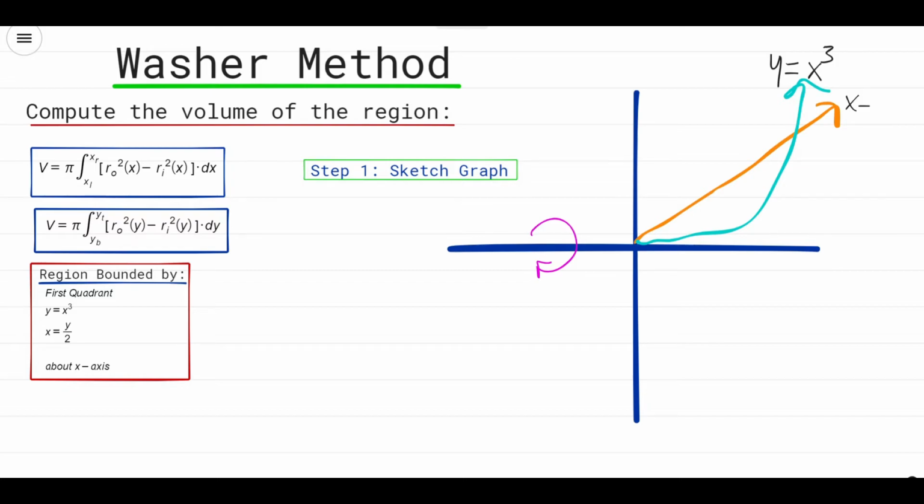Now what we're going to do is identify the outer and inner radius. The outer radius, of course, is farther from the x-axis, so it would be the orange line, x equals y over 2. The inner radius with respect to x would be the teal line because it's closer to the x-axis, which is y equals x cubed. Again, I'm choosing x because it revolves about the x-axis. So let's move on to the next step.